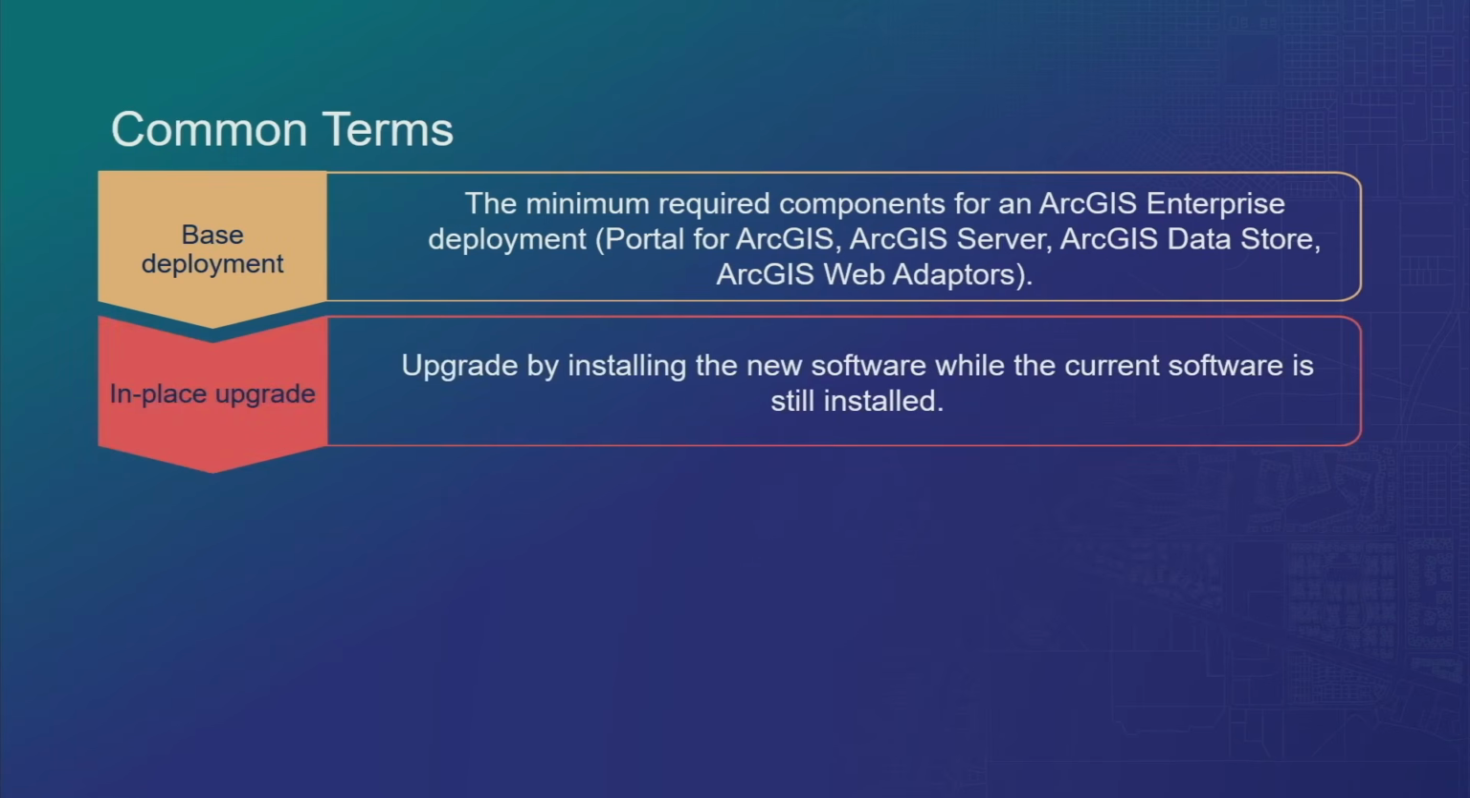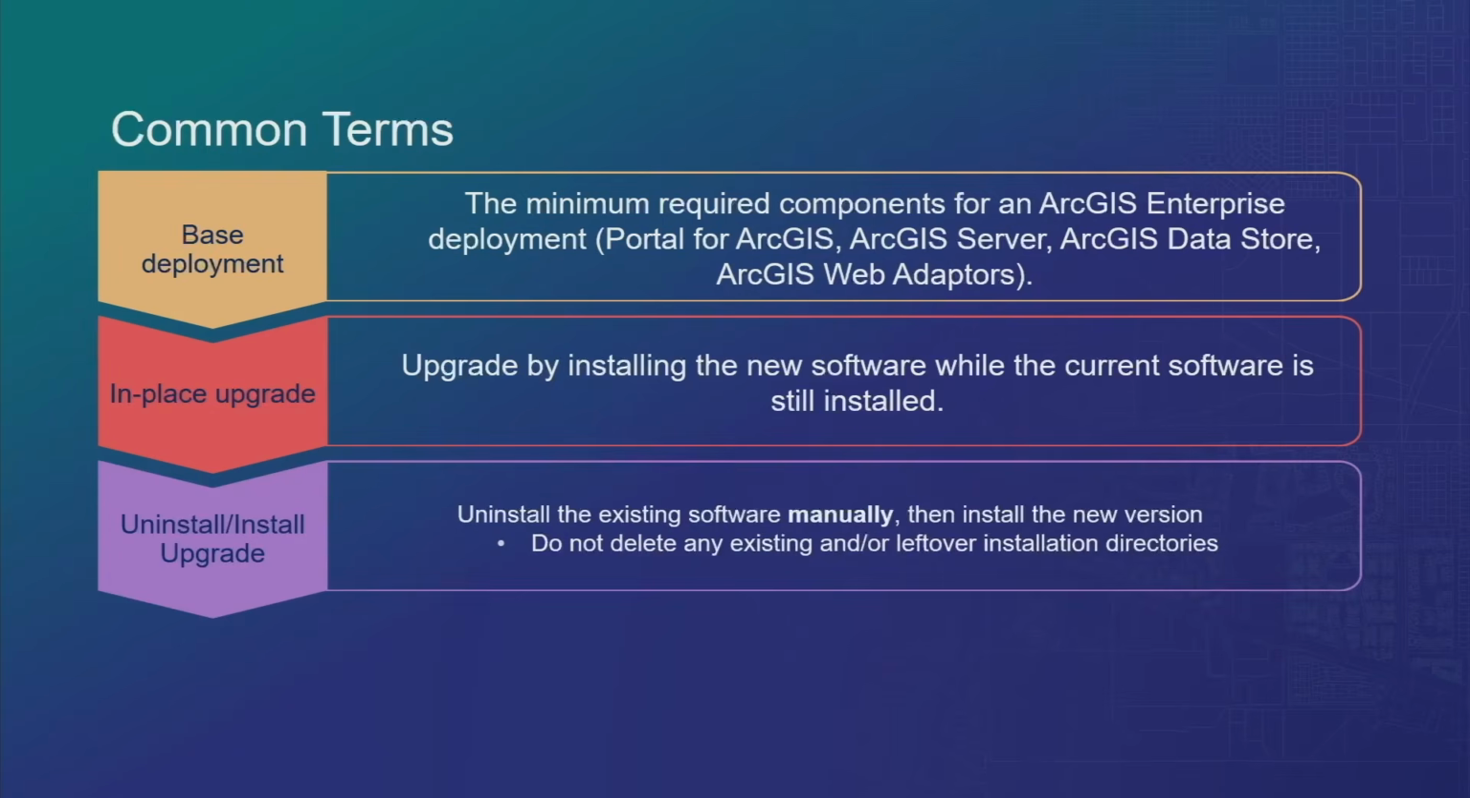Next, we have the concept of in-place upgrades. With an in-place upgrade, you will actually install the new software of ArcGIS Enterprise on top of the existing version in order to upgrade. This is in contrast to the uninstall, install, upgrade pattern, in which you will manually uninstall the old version of the software before installing the new version. When taking this approach, make sure not to delete the existing leftover installation directories, as they can cause issues to the new version.